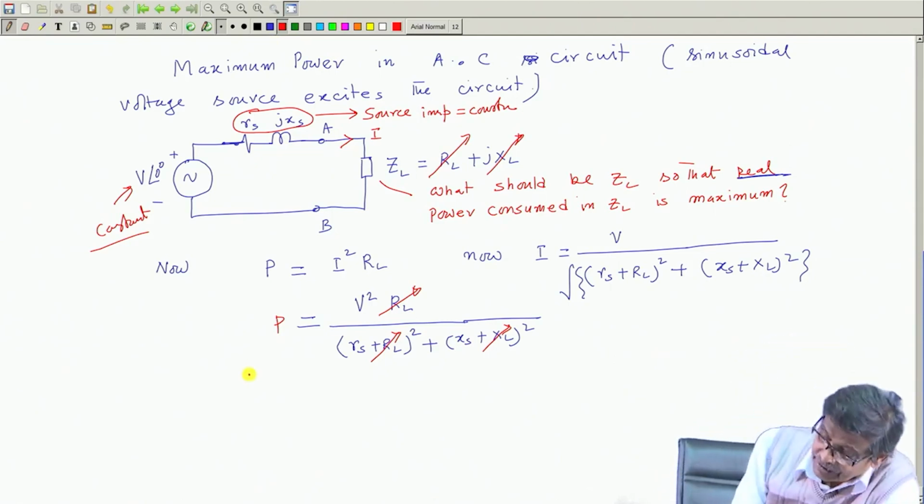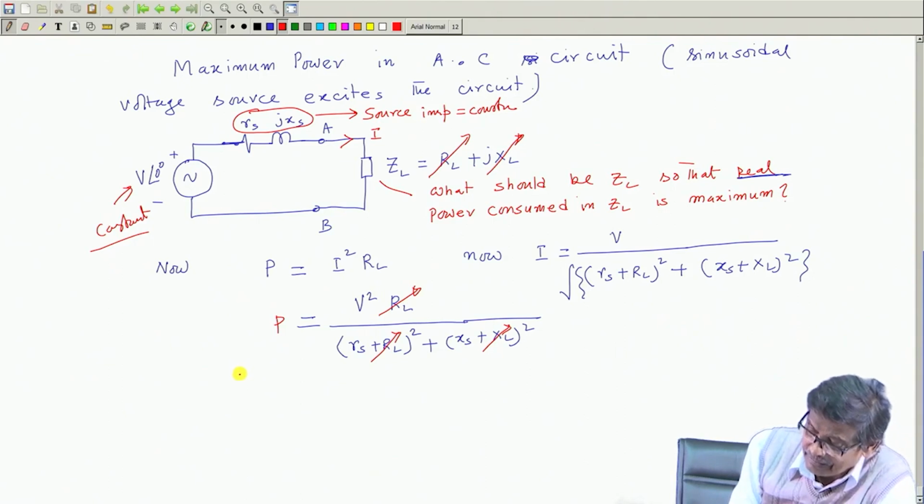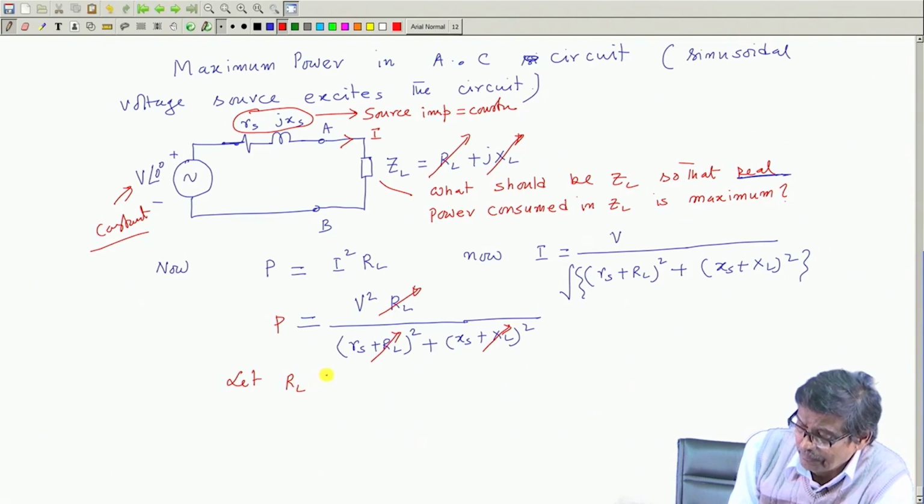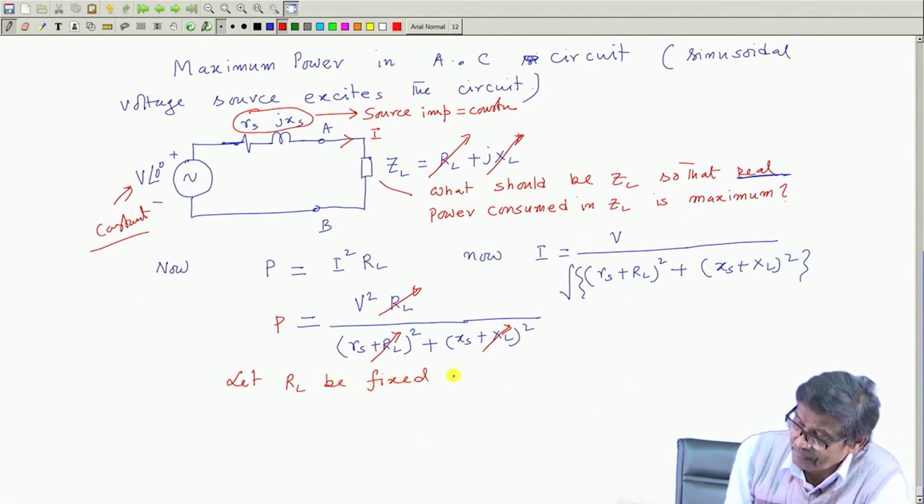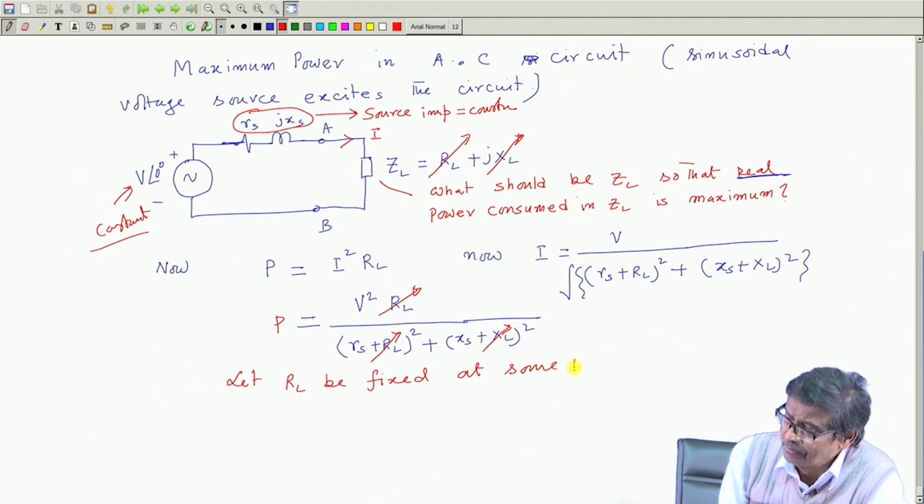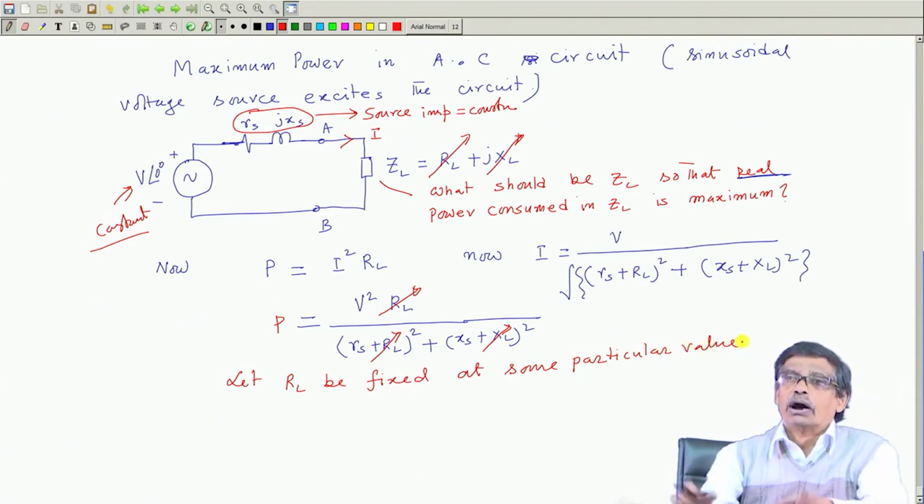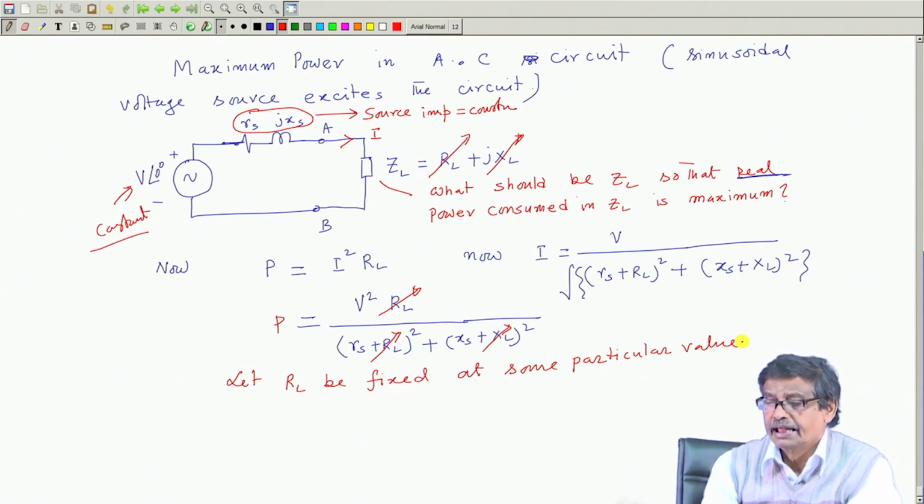What I will do is this: let RL be fixed at some particular value, any particular value. Say RL equal to 1 ohm. I will not vary RL, only XL I will vary.